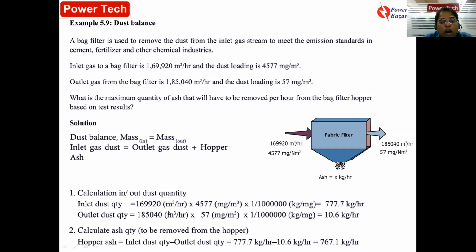Outlet dust quantity will be how much? Flow rate times dust loading divided by 10 to the 6. It becomes 10.6 kg per hour. So how much dust is going in? 777.7 kg. How much dust is coming out? 10.6. So this minus this becomes the ash. So the ash becomes 767.1 kg per hour.